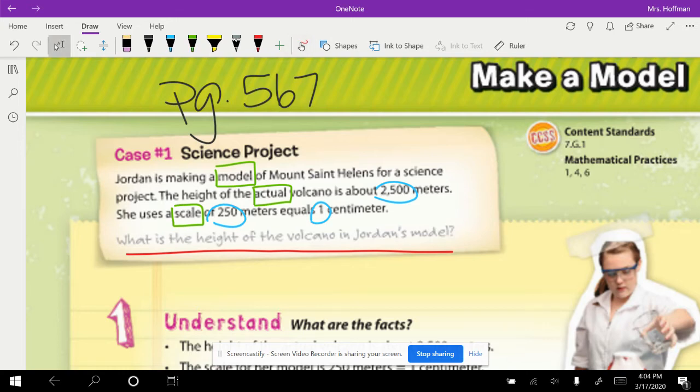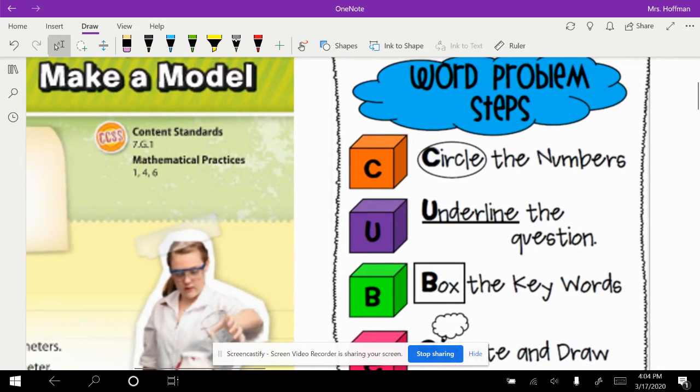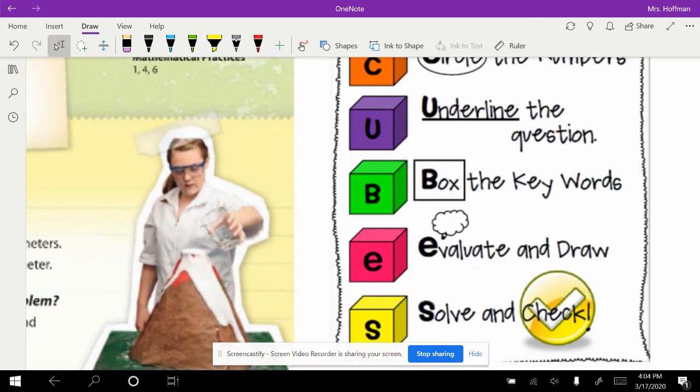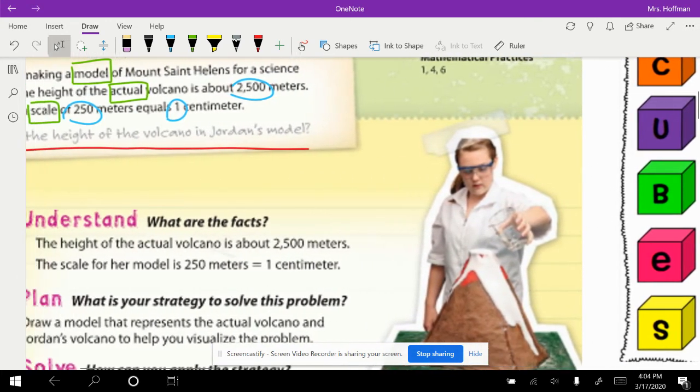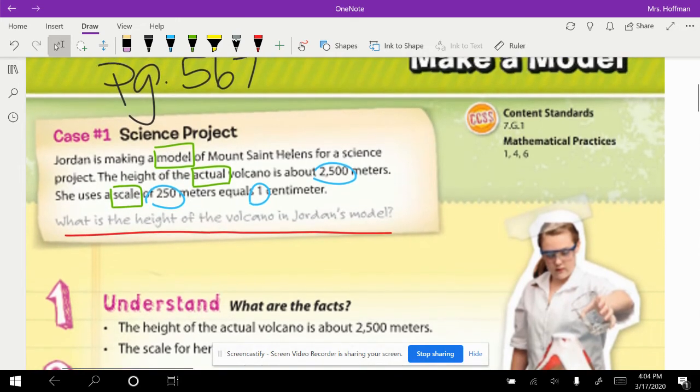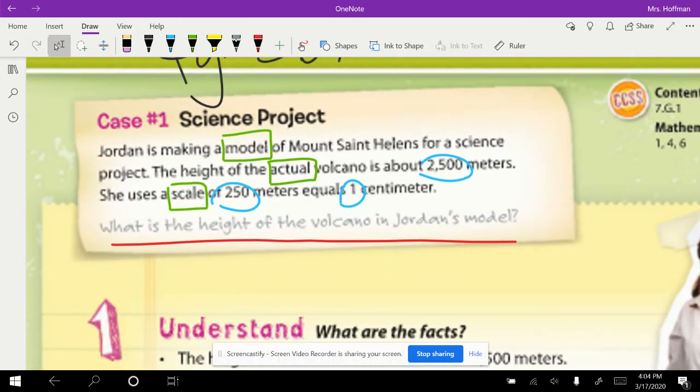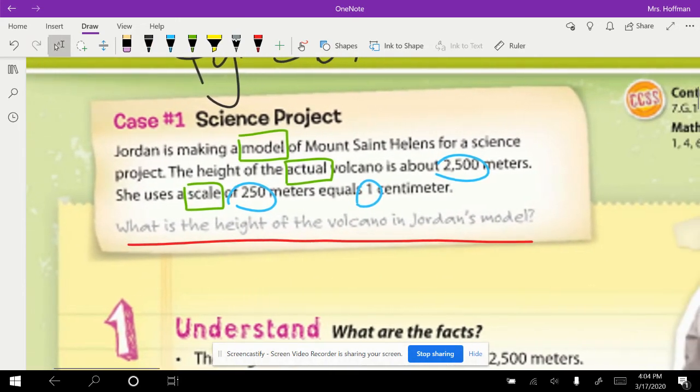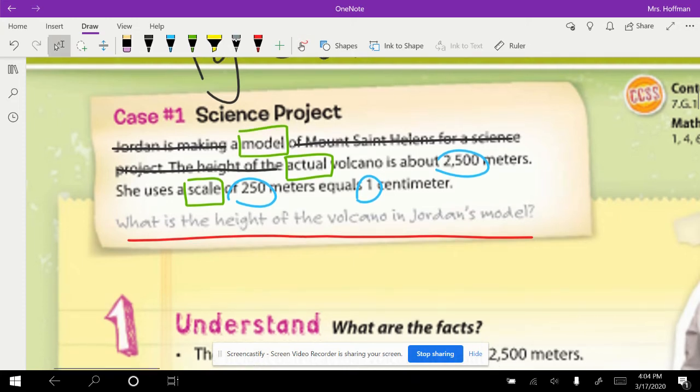Okay, last 2 things. We need to evaluate and draw, kind of understand what's going on here, and then solve and check. So I have all the important information. You can even go so far as to get rid of everything else that you don't need. So if you want to, you can get rid of all this nonsense that you don't need to know. Okay, for some people that helps. For other people, you know, it's a bit of a time consumer. Okay, so it's up to you if you want to do that.